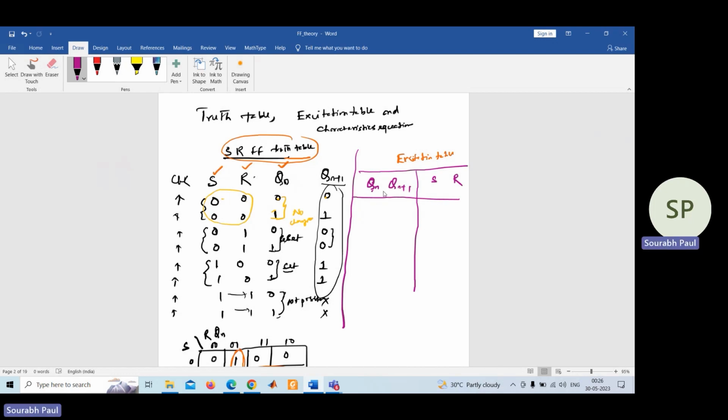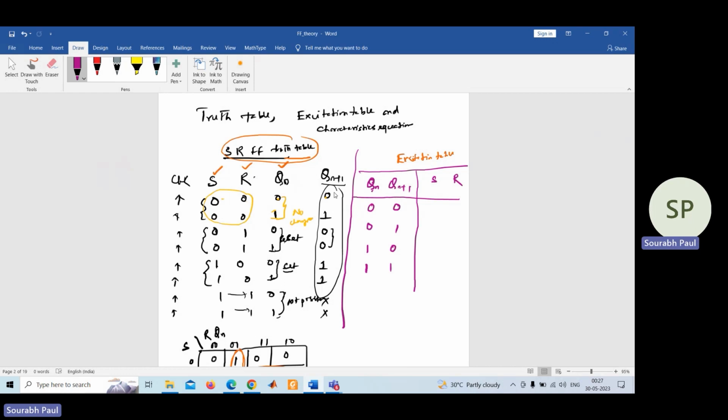Okay, so what things are available to us? That is Qn and Qn plus 1. As you have two variables, how many combinations are possible? 4 combinations: 0 0, 0 1, 1 0, 1 1. Now, how do we find the values of S and R for each combination? You can easily find the excitation table values by analyzing the truth table.